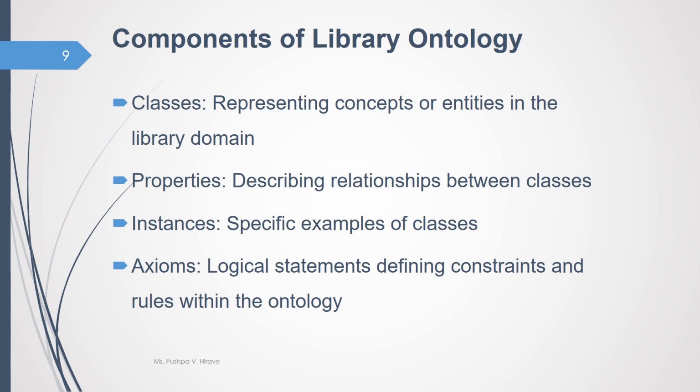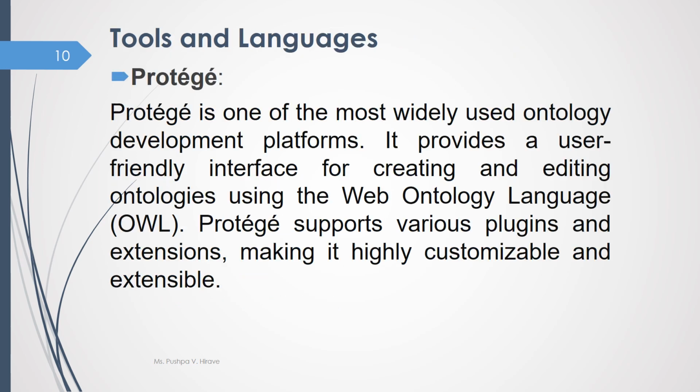First one is classes. Classes represent concepts or entities in the library domain. Properties describe relationships between classes. Instances are specific examples of classes. Axioms are logical statements defining constraints and rules within the ontology. Then we will see the tools and languages used for creating ontology, any ontology, not only library ontology. These are the basic tools and languages required for creating the ontology.